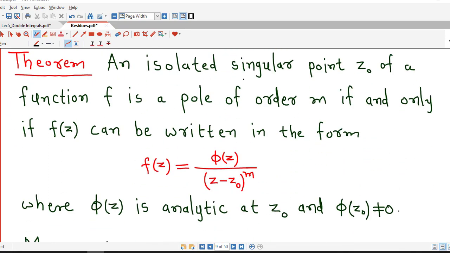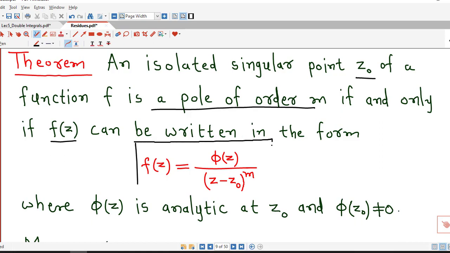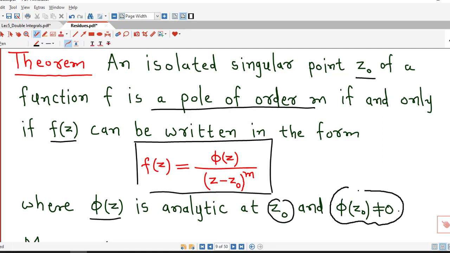So this result says that an isolated singular point z0 of a function f is a pole of order m if and only if we can write our function in this form: f of z equal to phi of z divided by (z minus z0) to the power m, where this function phi of z is required to be analytic at z0 and the value of phi at z0 must be non-zero. So if f of z can be written in this form, then we can say that function f has a pole of order m at z0.